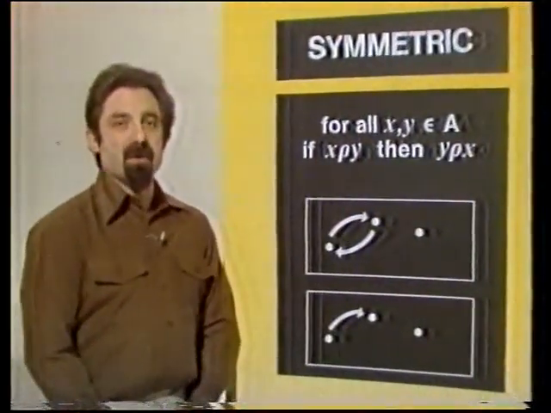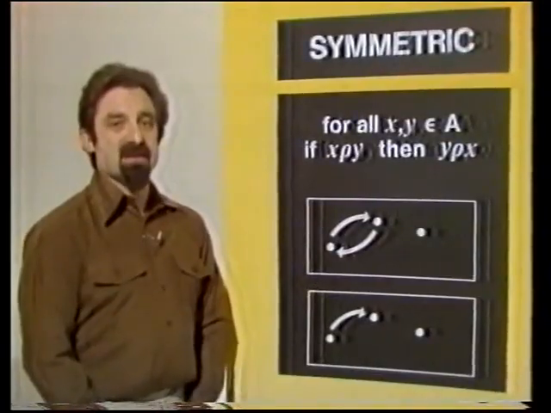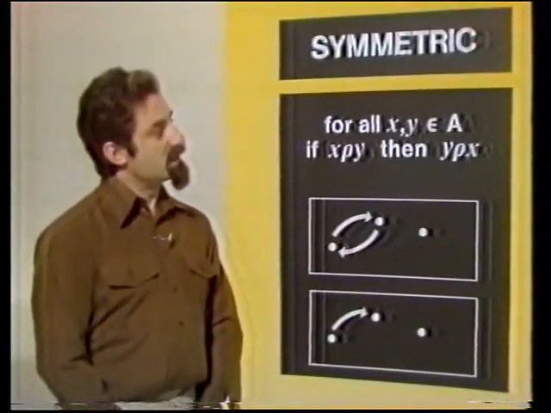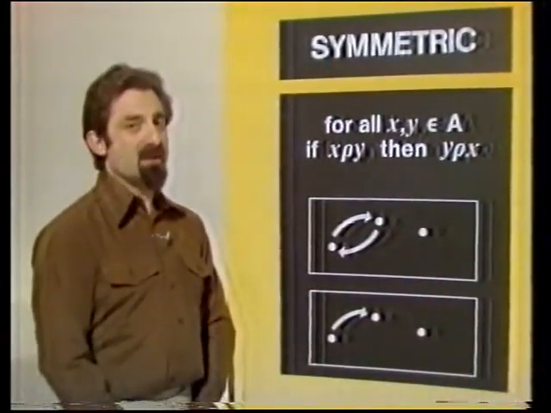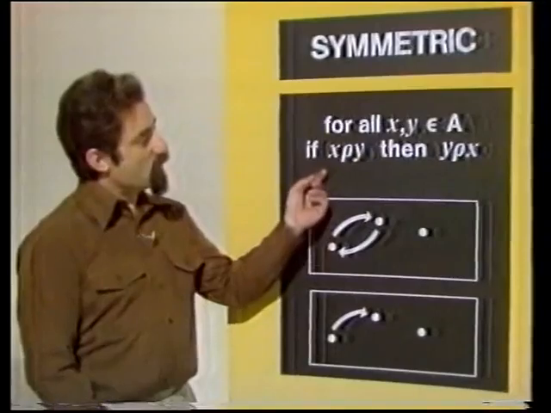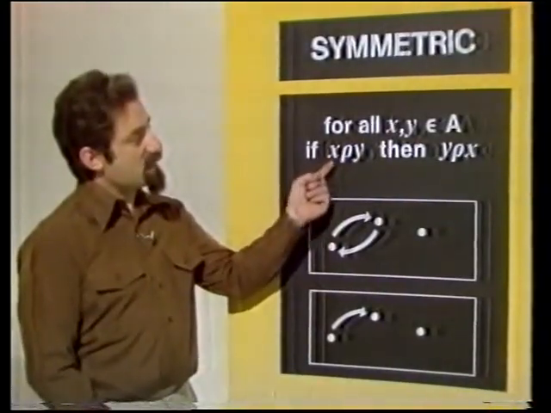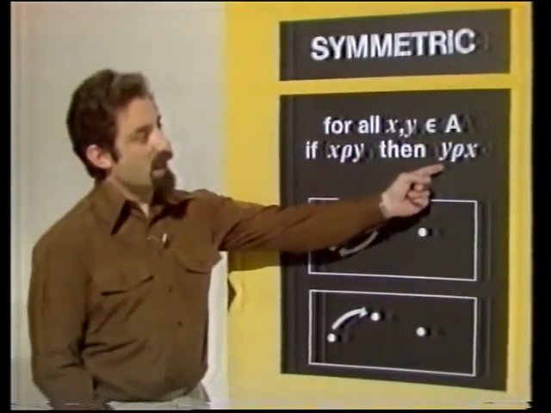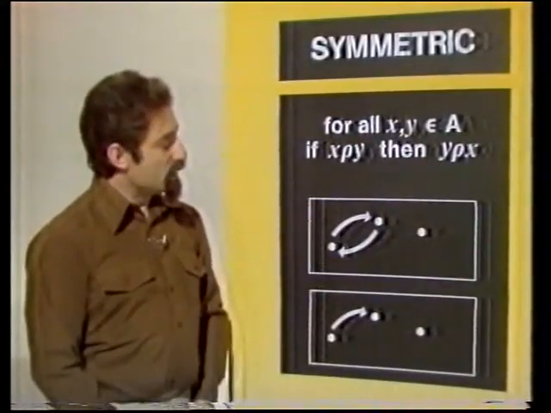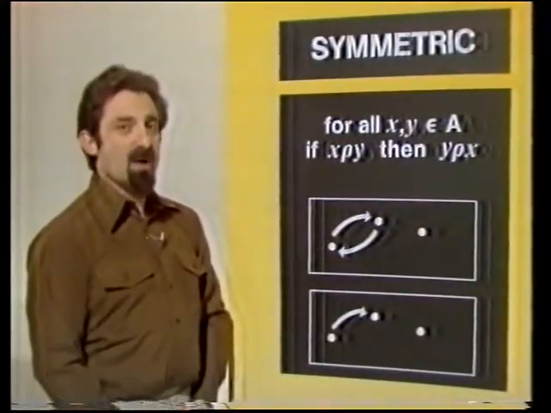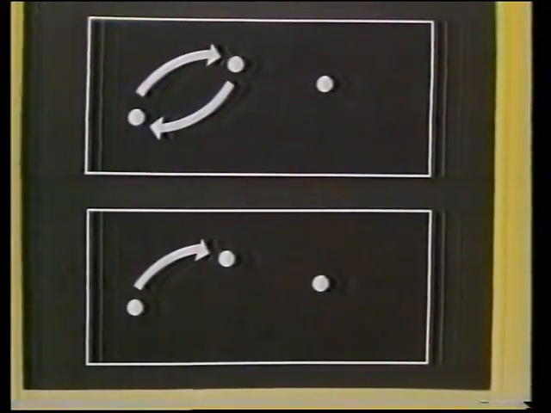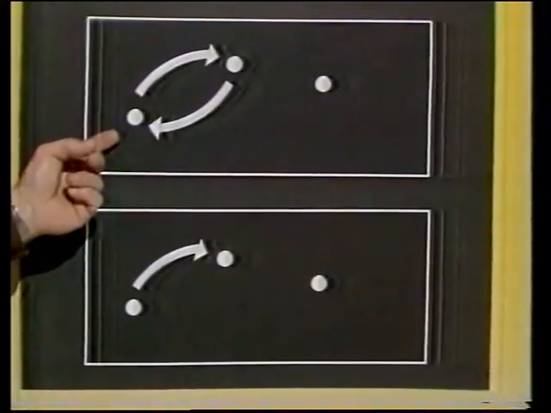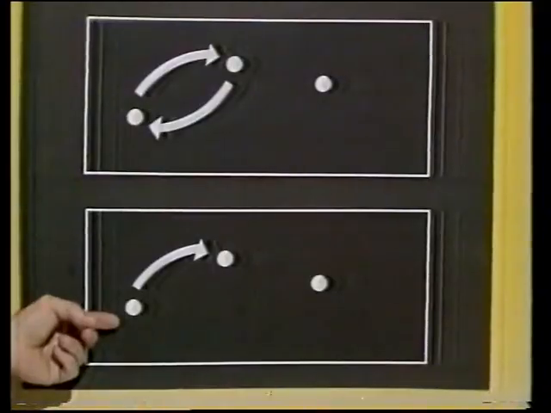Now, the reflexive property deals with one element of the set at a time. The next property, the symmetric property, deals with 2 elements at a time. We say that the relation is symmetric if for all x and y in the set, if x is related to y, then also y is related to x. In other words, if the relation links x to y, then it must also work in the opposite direction, linking y to x. This is an example of a symmetric relation, whereas this one isn't.